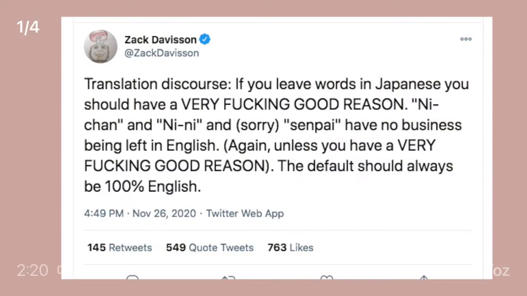Translation discourse. If you leave words in Japanese, you have a very, very good fucking reason. Ni-chan and Ni-ni and sorry, senpai, have no business being left in English. Again, unless you have a very good fucking reason, the default should always be 100% English.